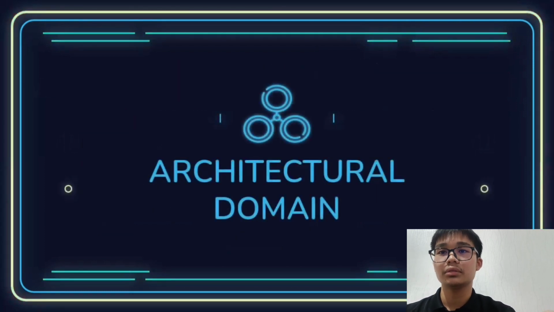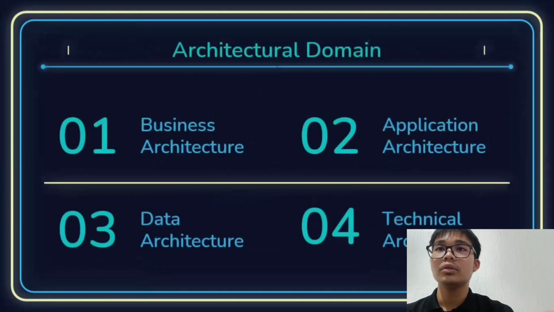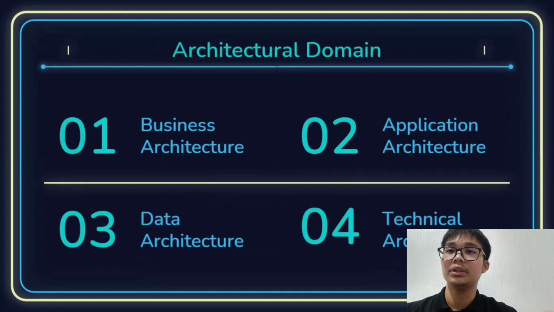The second part, that is architectural domain. There are four main architectural domains inside TOGAF. The first one is business architecture. The second one is application architecture. The third one is data architecture. And the last one is technical architecture.